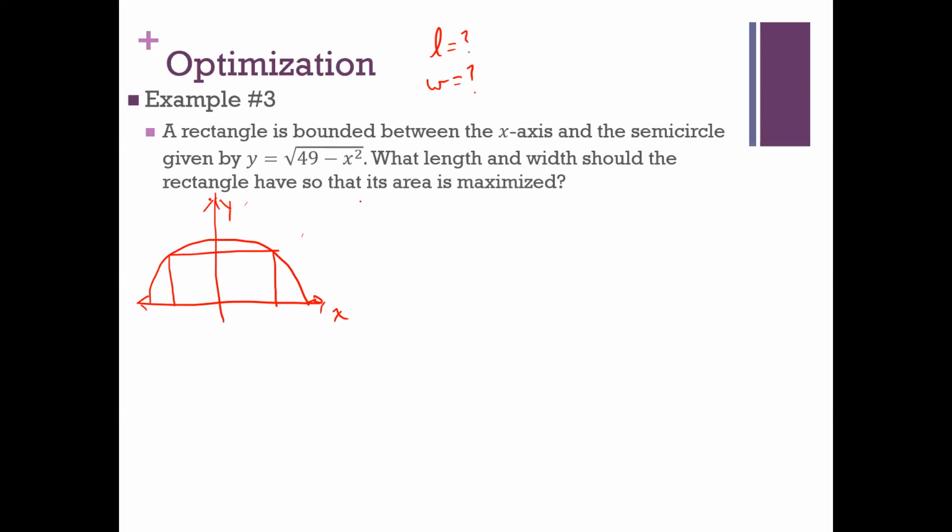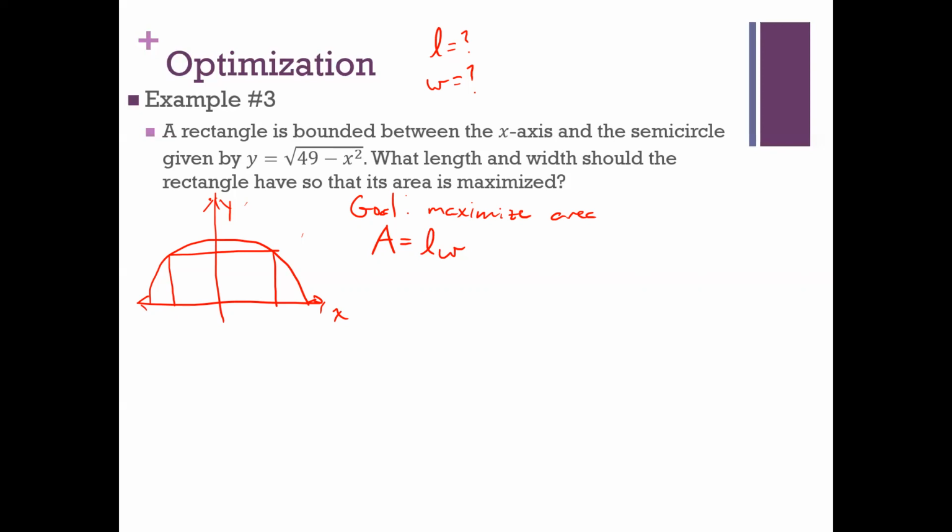So our goal is to maximize area. If that's our goal, how can we proceed from there? We set up an equation for area. Okay, what is the area going to be equal to? It's clearly going to be equal to length times width, right? So let's just leave it right there for now. So area is equal to length times width.